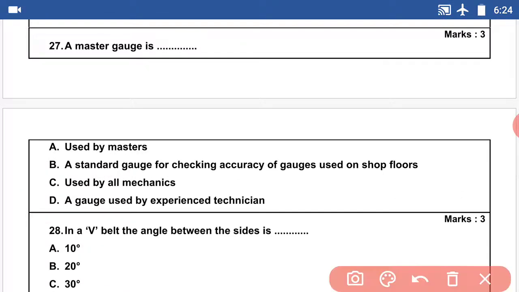A master gauge is dash. This question answer: standard gauge for checking accuracy of gauges used on shop floor. Option B correct answer. A standard gauge for checking accuracy of gauges used on shop floor. Question number 28.